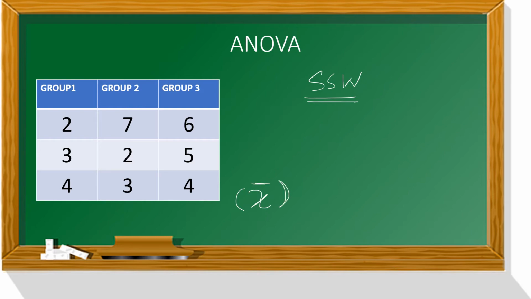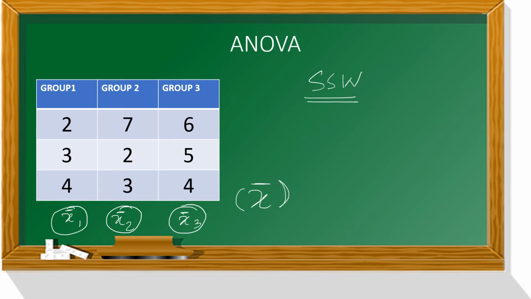Then what we will do is calculate the within group variation. Each of the groups will have its own mean. So this is x1 bar, the mean of the first group, this is x2 bar, the mean of the second group, and this is x3 bar, the mean of the third group.